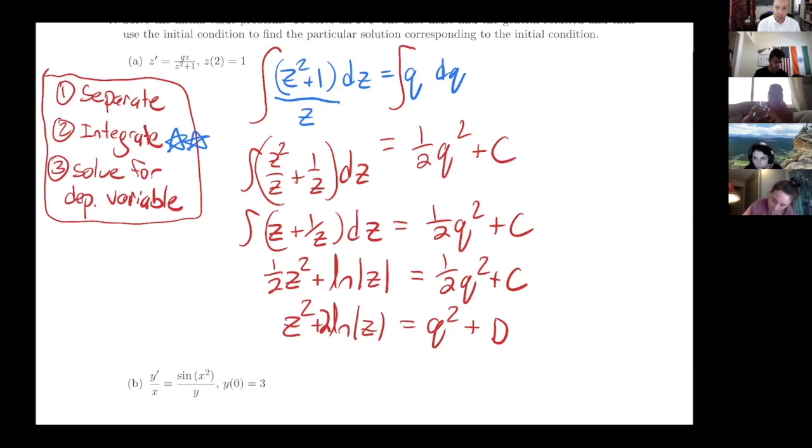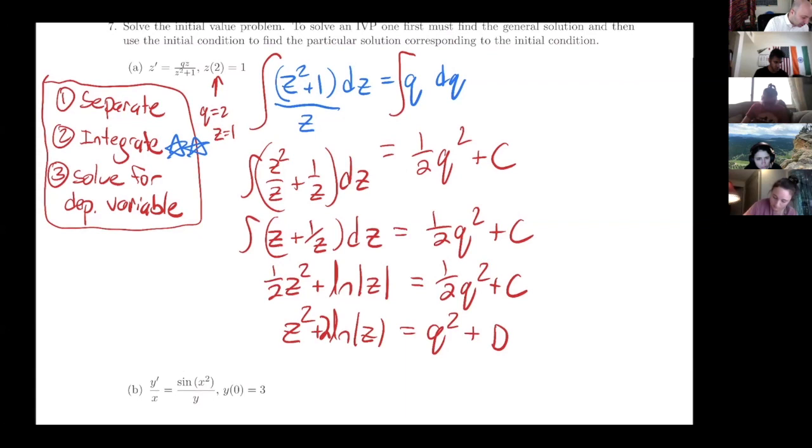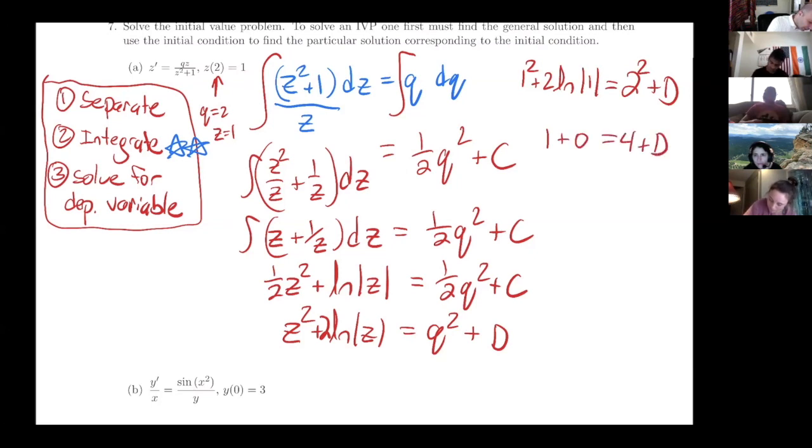And at this point, we can plug in our initial condition, which is telling me that when q is equal to 2, we should have z is equal to 1. So I'm going to plug 1 in for z. I get 1 squared plus 2 times the natural log of the absolute value of 1 is equal to q squared. Q is now 2. And then we would solve for d. So I get 1. Natural log of 1 is 0. Is equal to 4 plus d. So therefore, d is equal to -3.